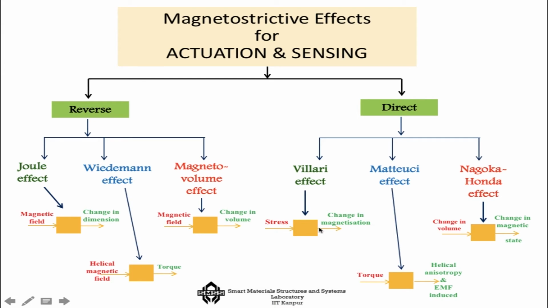And from the sensor perspective, there is the Villari effect, which responds to the change of stress in the axial direction, and that is reflected in terms of change in magnetostriction. There is also the Matteucci effect, where if there is a torque, it senses it in terms of a magnetic field induced EMF. And there is the Nagaoka-Honda effect, where if there is a change in volume, it senses it in terms of a change in magnetic state. So there are three varieties of reverse effects and three varieties of direct effect, which you can use for building up actuators and sensors using magnetostrictive material.